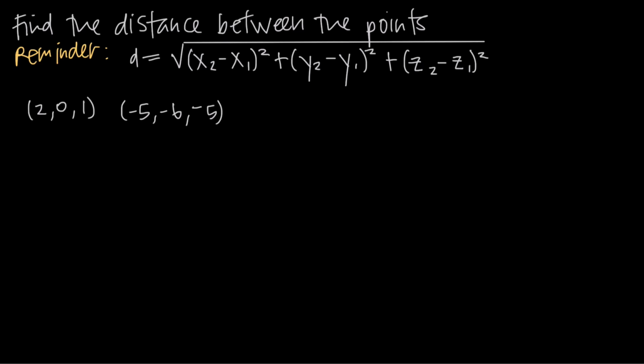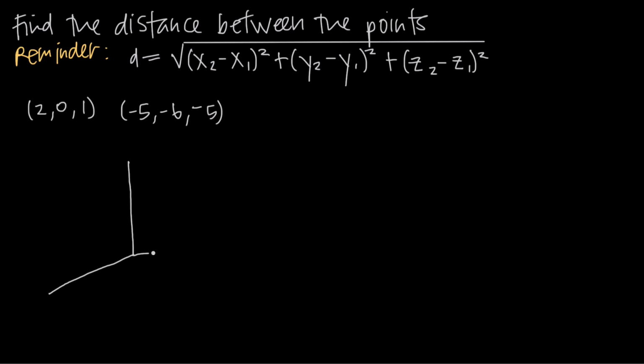In this video, we're talking about how to find the distance between two coordinate points in three-dimensional coordinate space. In this particular example, we've been given two coordinate points, the point 2, 0, 1, and the point -5, -6, -5, and we want to find the distance between them. So the first thing we need to realize is basic, but we're dealing with three-dimensional coordinate space.